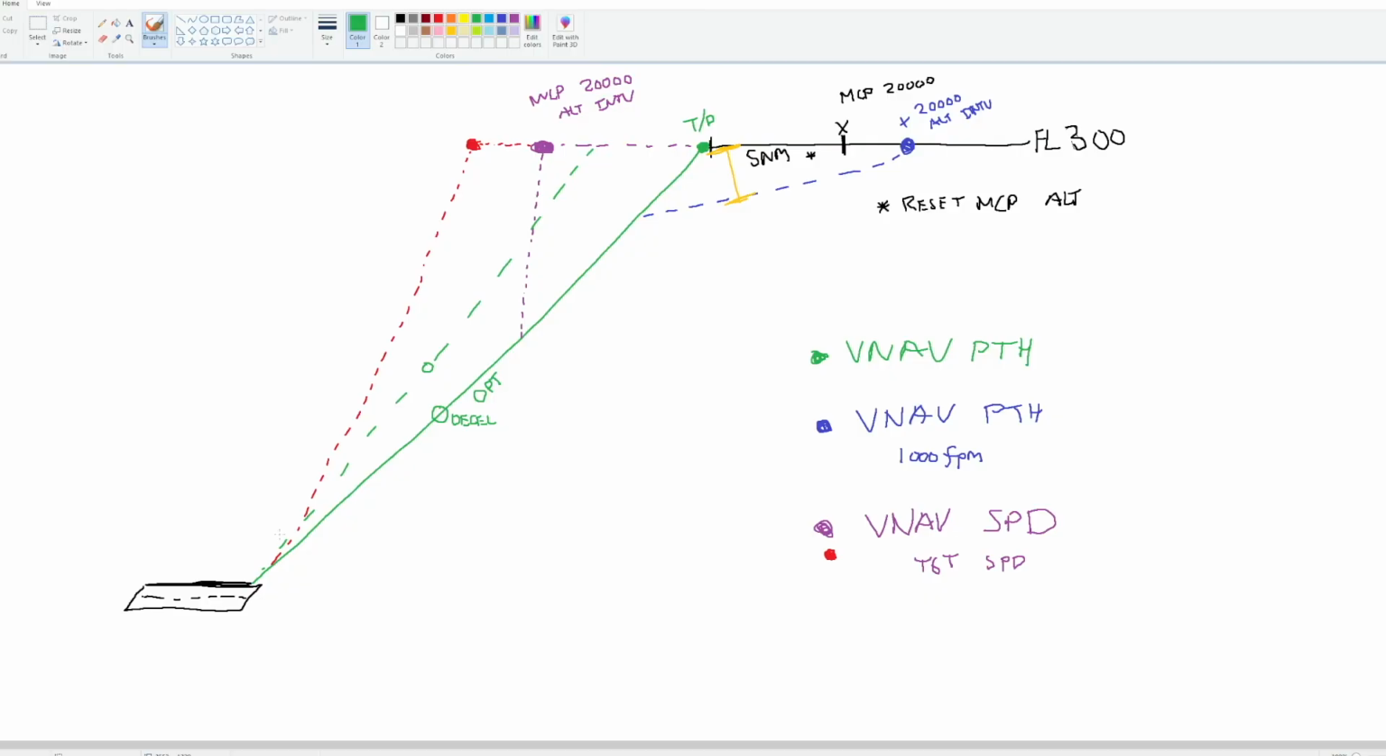So in the big picture, what is going to happen is we're still high on path. We are going to use VNAV speed to recover to our new path, and then we're going to follow this path all the way down. We're no longer going to go back to our optimum path, because we just created a new optimum path with a new speed that we set. So let's try and see it.